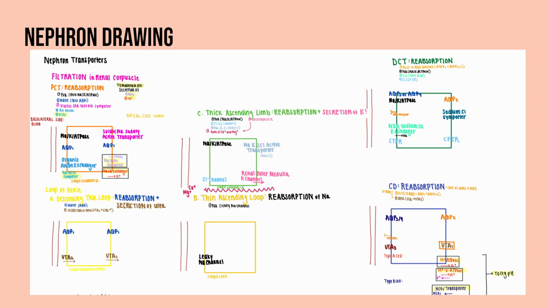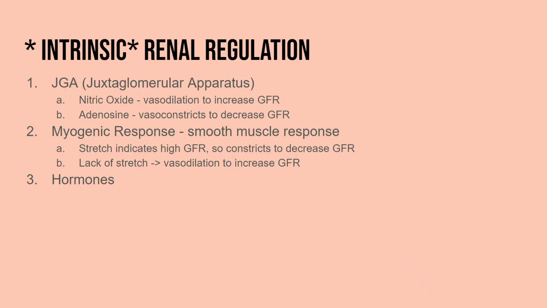Each of the boxes refers to what the materials have to go through to either enter or exit the filtrate. I have all of the transporters on there for you to reference while you're studying. Today I more wanted to focus on regulation. There are 3 forms of intrinsic regulation in the nephron.